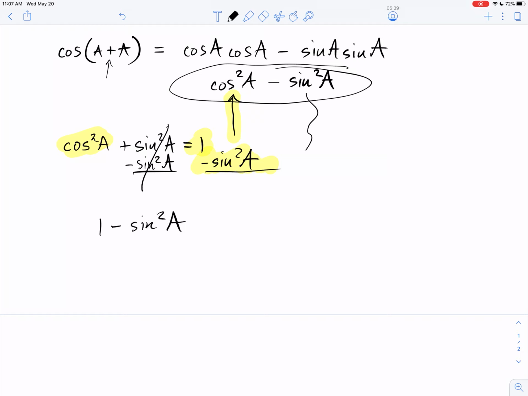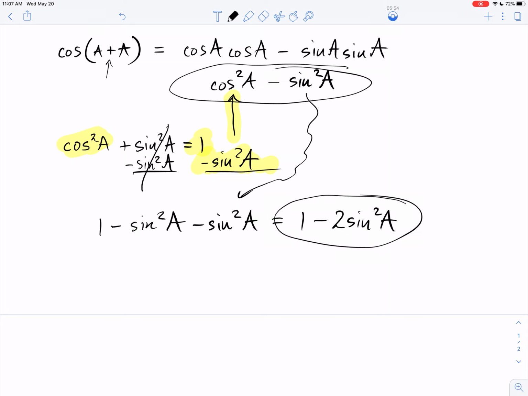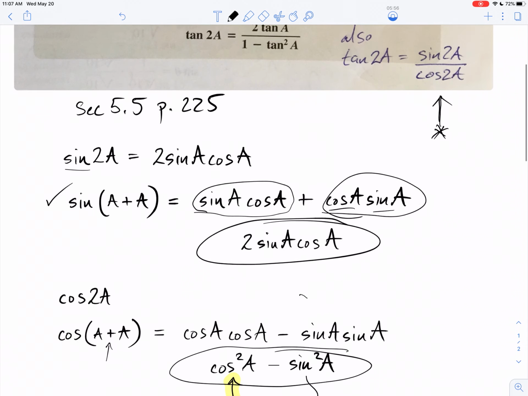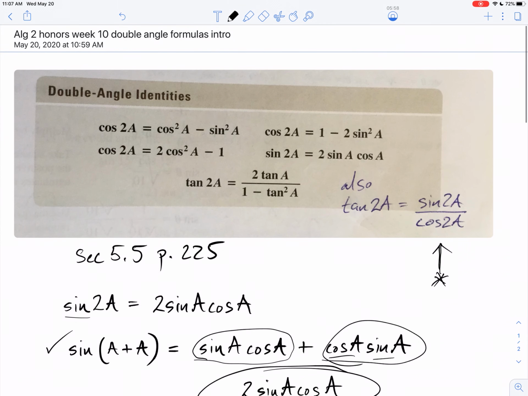Don't forget, they had this piece. That's a minus sine squared A. Hey, that means I have 1 minus 2 of these exact same guys. And this one right here happens to be another version of that formula. Look at the top right-hand one in the brown box.